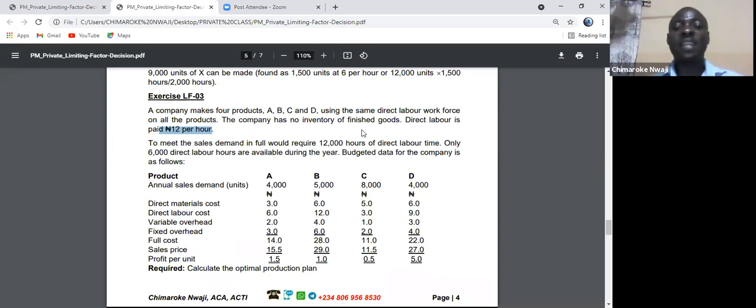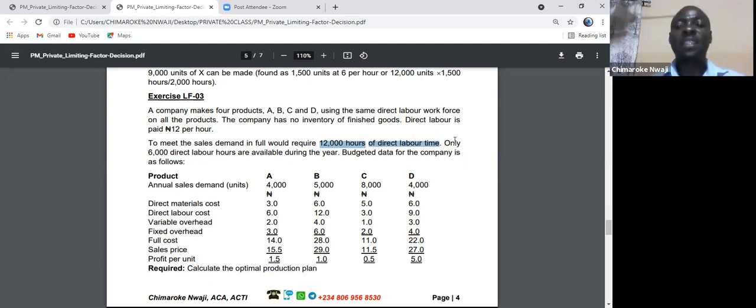Now, the way my mind is working, I'm thinking direct labor hours is likely going to be the scarce resource. But let's find out. To meet the sales demand in full will require 12,000 hours of direct labor time. So you see what is required here is 12,000. How do we know? We're going to test it.